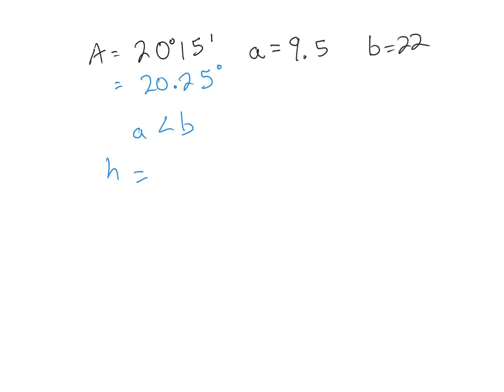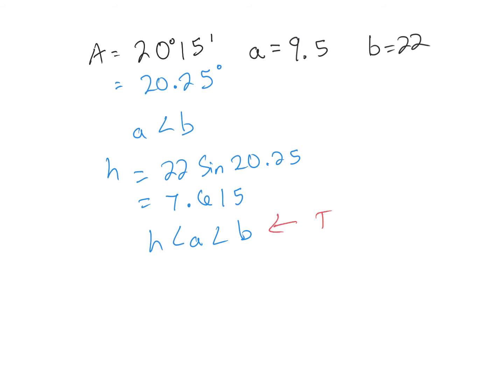My H is B times sine of A, so 22 times sine of 20.25, which gives me 7.615. So A in this case is greater than H. A is greater than H and less than B, so it's in between. This means I have 2 answers, so I got to find both possible answers.